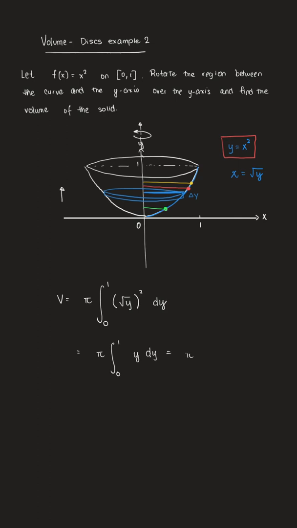Power rule problem, so we have pi times y squared over 2 from 0 to 1, and that's just going to give us half pi, because when we take away the 0 times pi, that's just 0. So volume here is half pi.